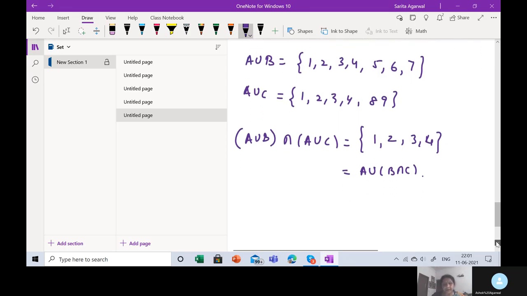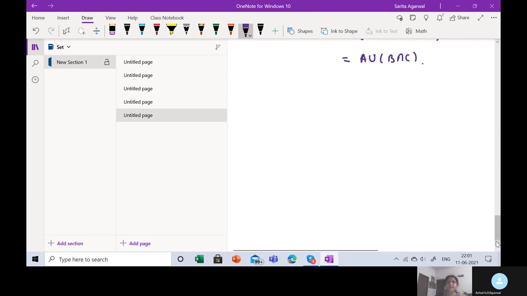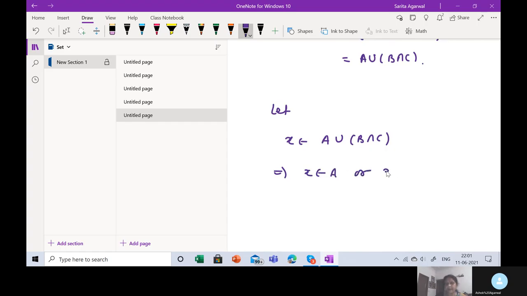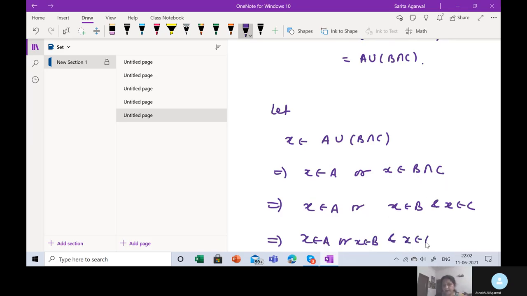Now we prove it logically. Let X belong to A union (B intersection C). Means X belongs to A or X belongs to B intersection C. Means it is either in A or in this. It can be in both, but for union we assume that it is either. So X belongs to A or X belongs to B and X belongs to C. So that means it is either in A or in their intersection. Means X belongs to A or X belongs to B, and X belongs to A or X belongs to C.